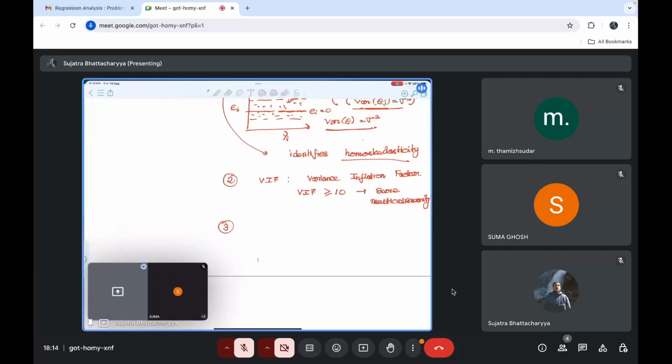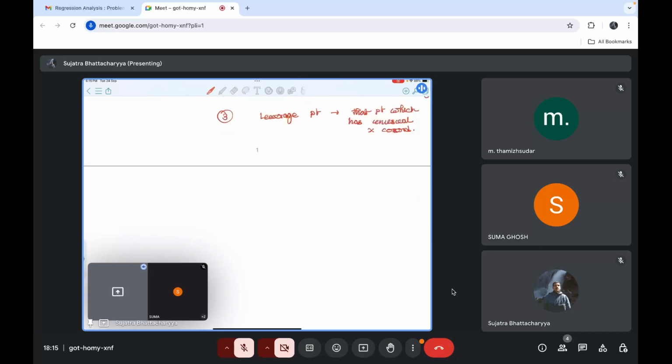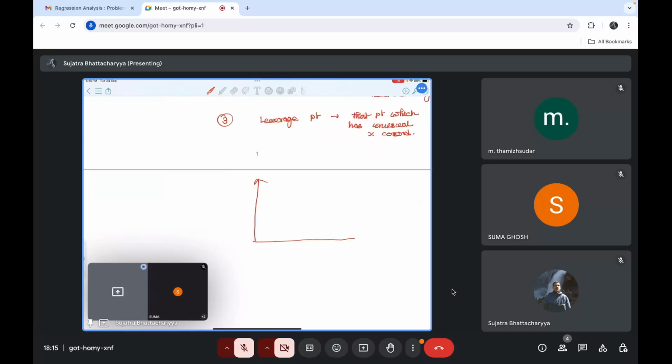So what is the leverage point? We will go by the definition here. A leverage point is that point which has an unusual x coordinate. In the graph, you can see clearly that you have this kind of a graph, and this is a regression line, so most of your points are lying below x equal to 50. I will show the figure again. We have to consider the x coordinate. Just remember this because it's a leverage point.